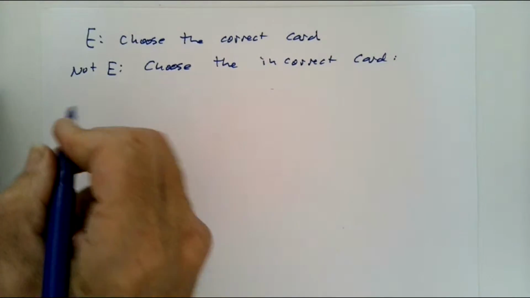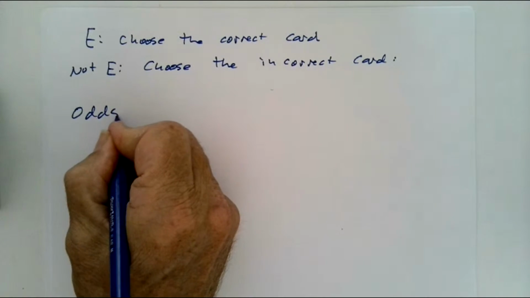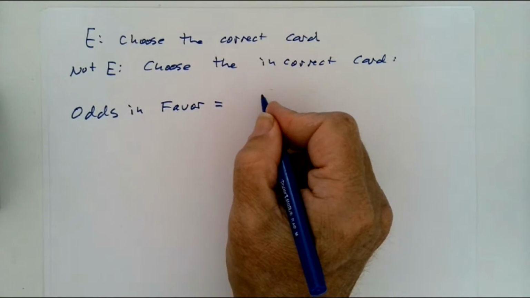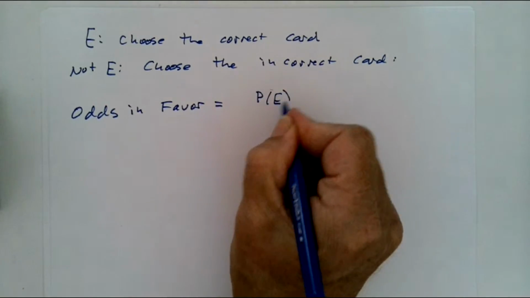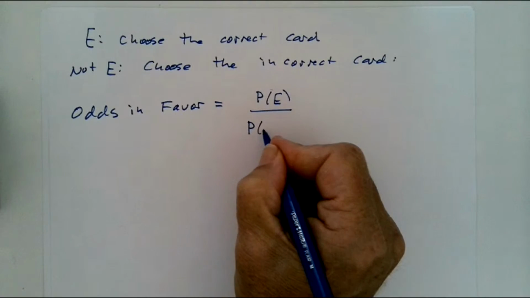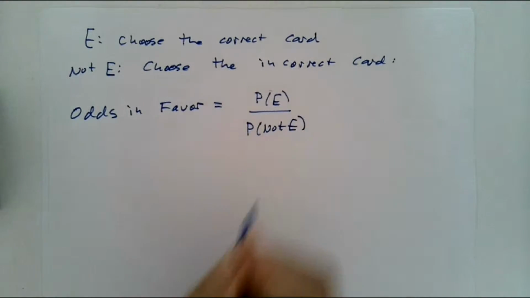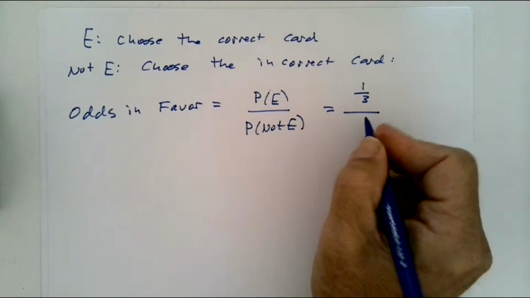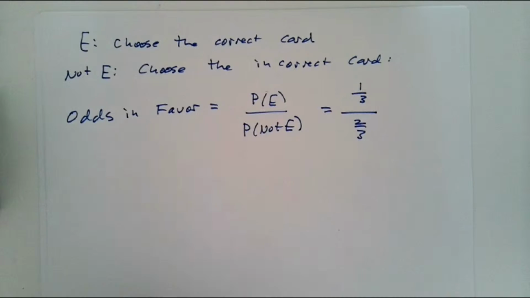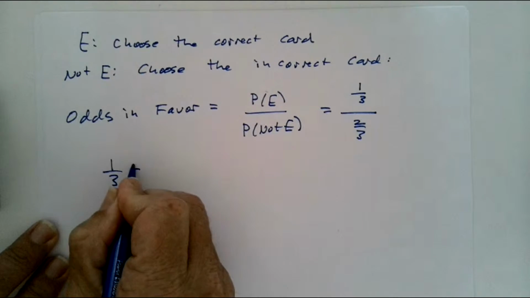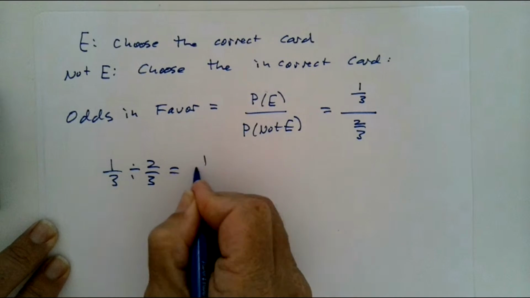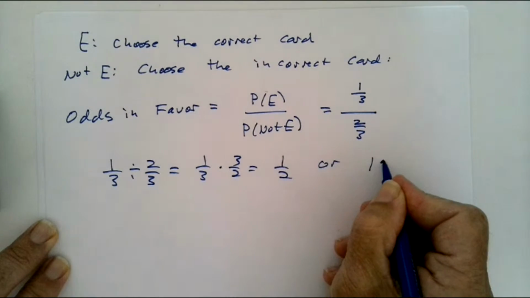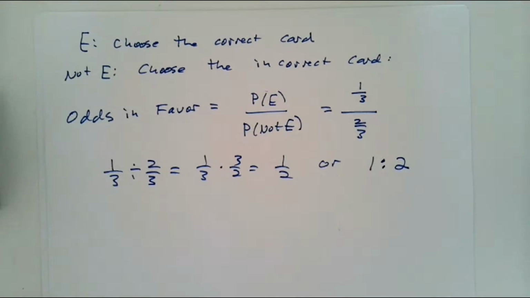So we'll start with odds in favor. Generally speaking, here's our formula. The odds in favor are the ratio of the probability of E happening divided by the probability of not E. Connecting to our previous example, we had 3 cards to choose from. 1 out of 3 here, not E, 2 out of 3. 1 out of 3 divided by 2 out of 3, which is 1 out of 3 times 3/2, giving us 1 out of 2, or in the more standard notation, 1 to 2.